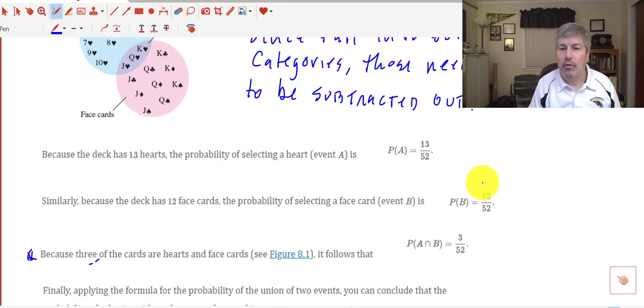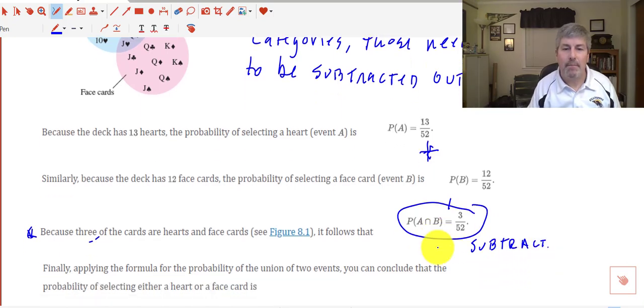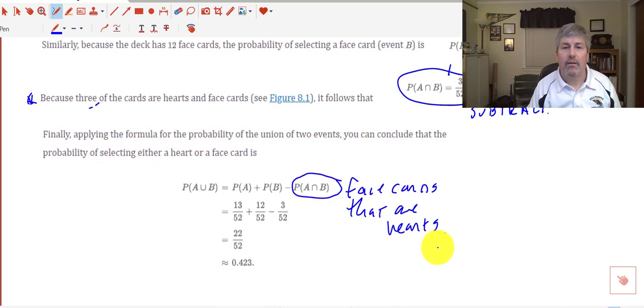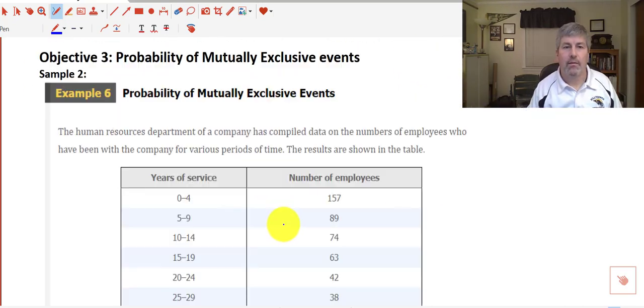So we apply our formula. We add the probability of the first 2, then we subtract the probability of the overlap, and we get the following. The probability of A union B is the probability of A plus the probability of B minus the overlap, those face cards that are hearts. Adding that together, we get 22 out of 52, or putting it into your calculator, 0.423.